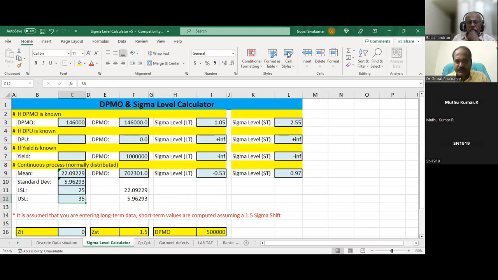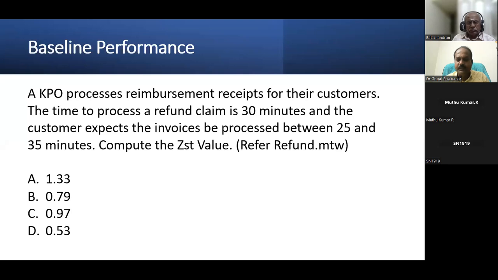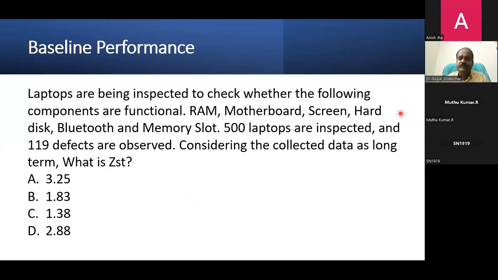0.97. So we just go to the question, and is that 0.97 available? Yes. Just tick it, that's all. I think this question we already saw.